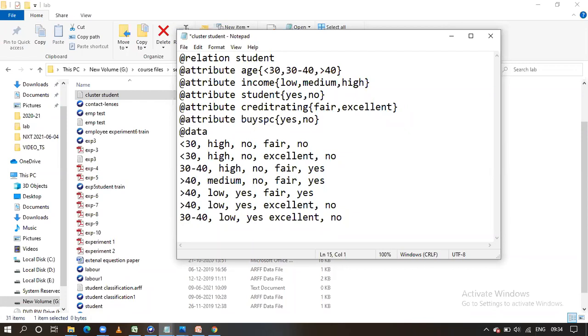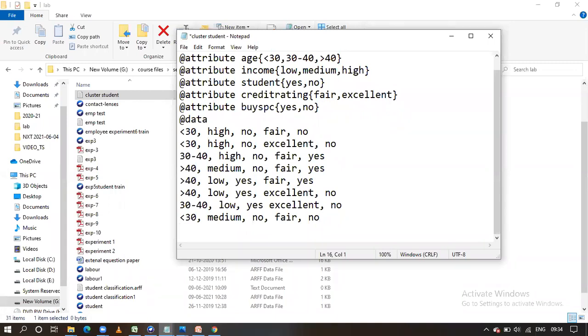The next one is less than 30 is the age. Next, medium, no, fair, no. Then less than 30, low, yes, fair, no.